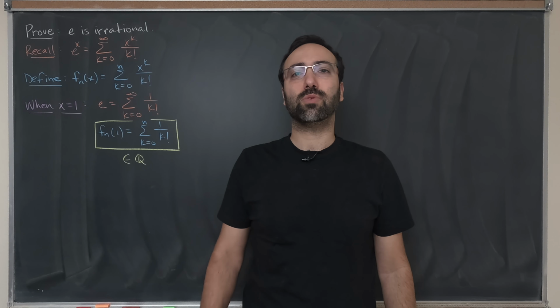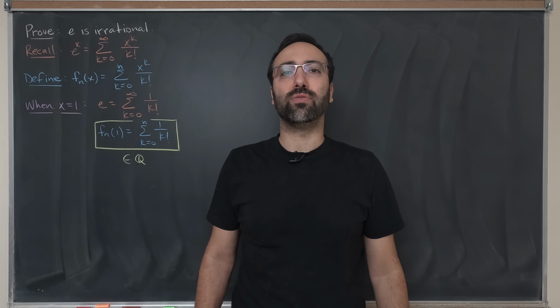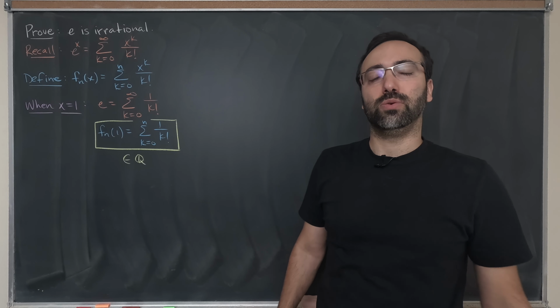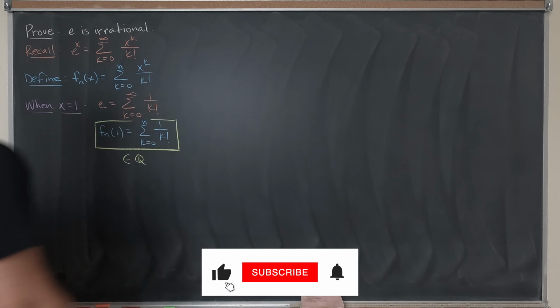Hi, today we'll look at a pretty well-known proof on the irrationality of the number e. So let's get right to it. Recall that the function e to the x is given by this infinite series here.